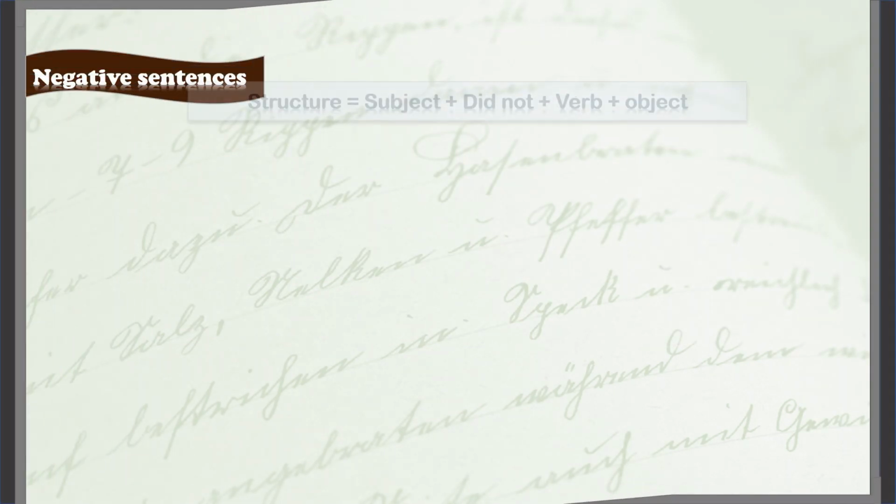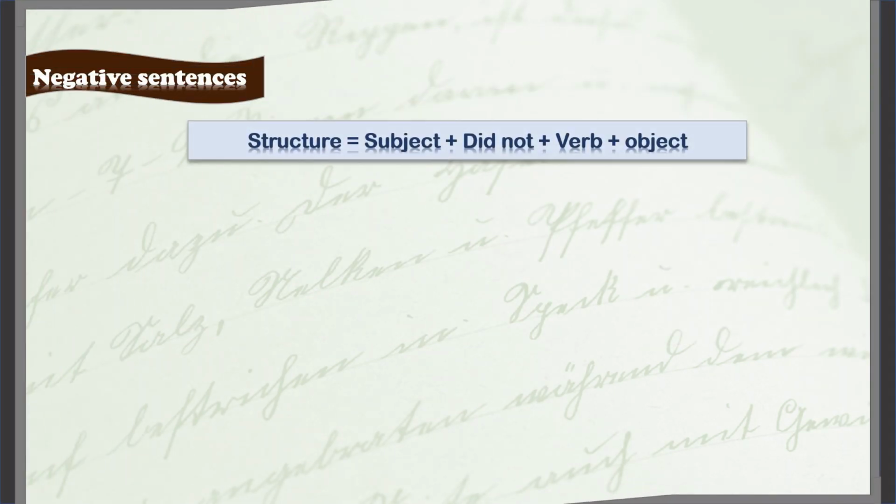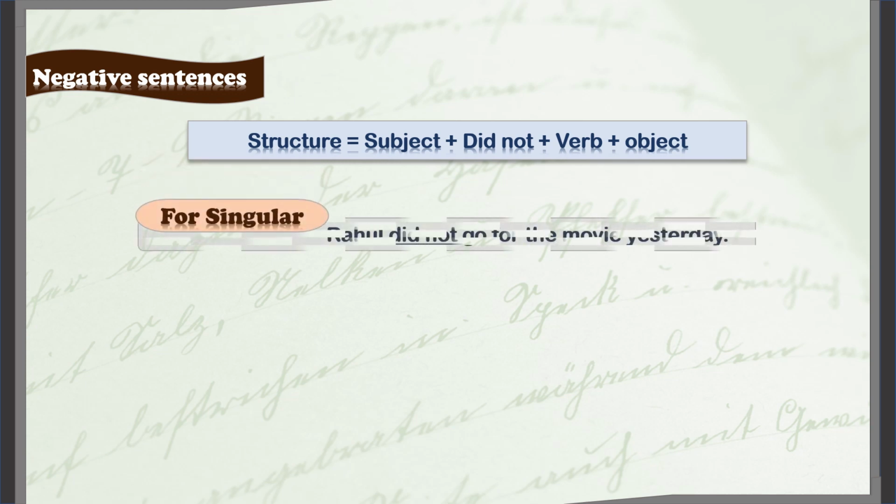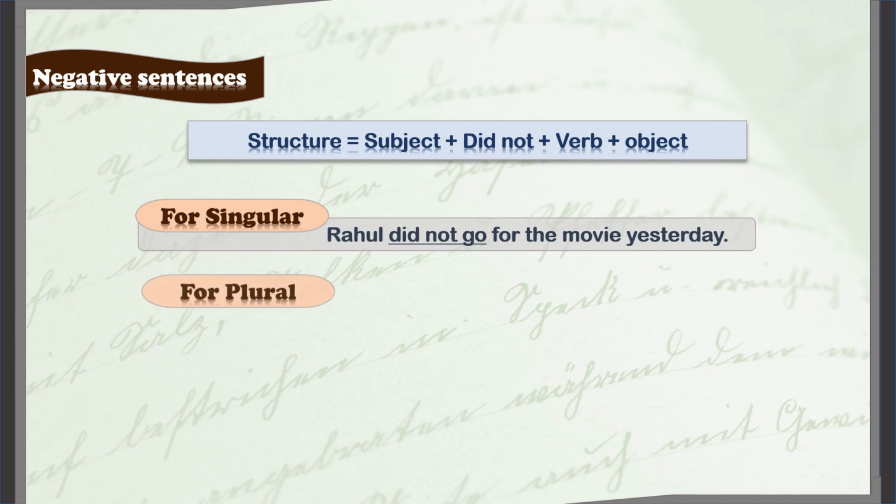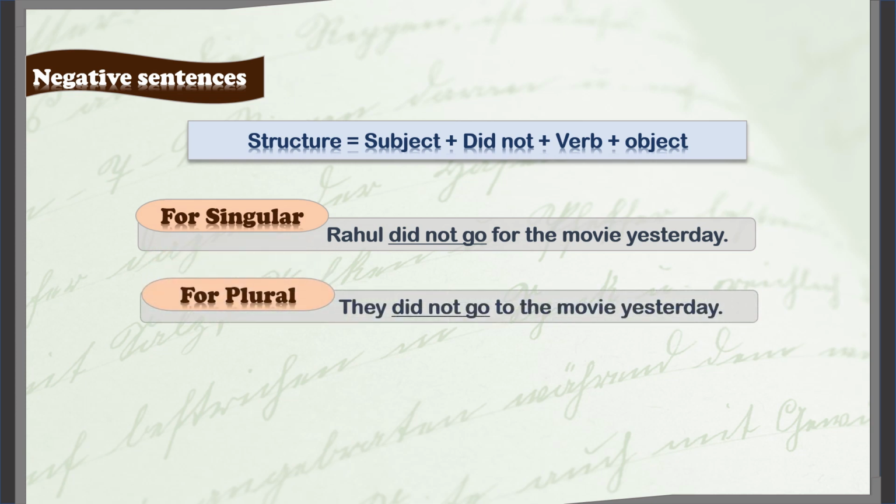Structure for the negative sentence is subject plus did not plus verb plus object. Example for singular, Rahul did not go for the movie yesterday. For plural subject, they did not go to the movie yesterday.